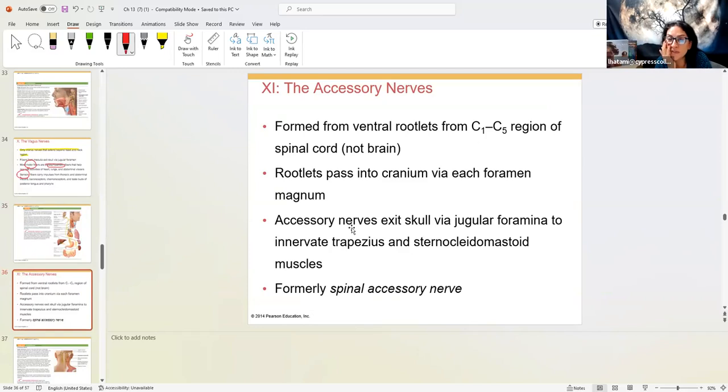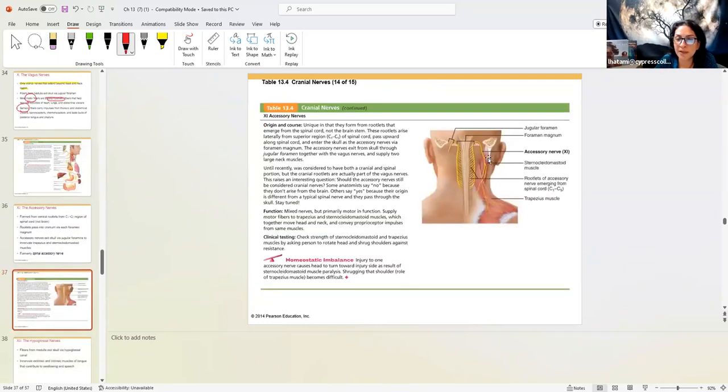Next, we have the accessory nerve. It's also a little bit interesting because the accessory nerve is not going to originate from the brain. The origin of the accessory nerve is the ventral rootlets of the C1 to C5 region of the spinal cord. So let me look at a picture of the accessory nerve, which is easier to understand. As you can see, the accessory nerve is made by these rootlets coming from the C1 to C5 region of the spinal cord. And all of these rootlets are joined together to make the accessory nerve.